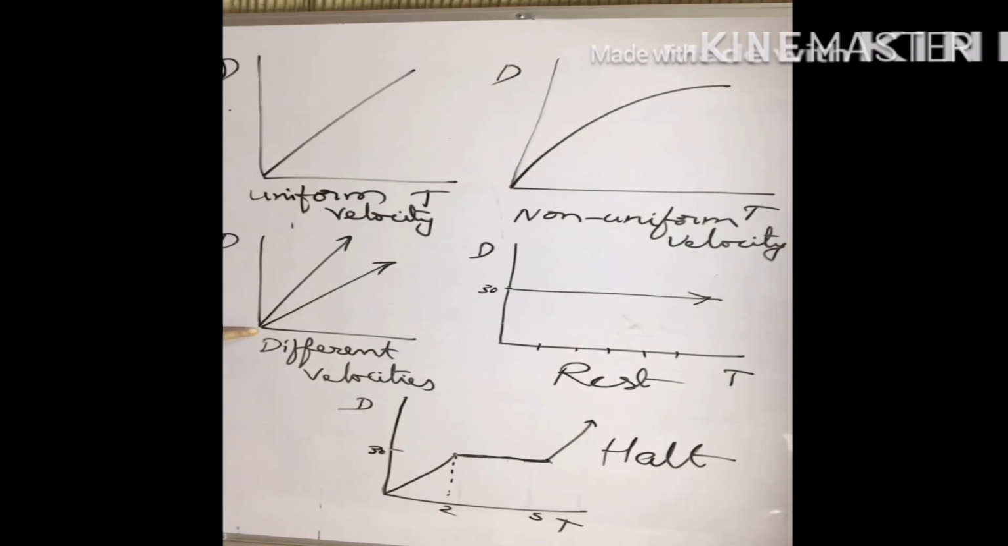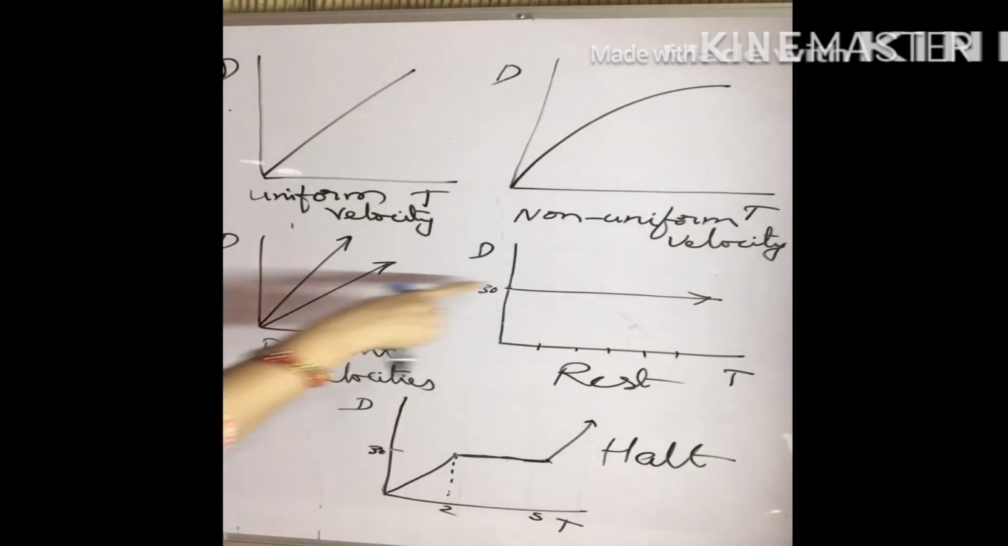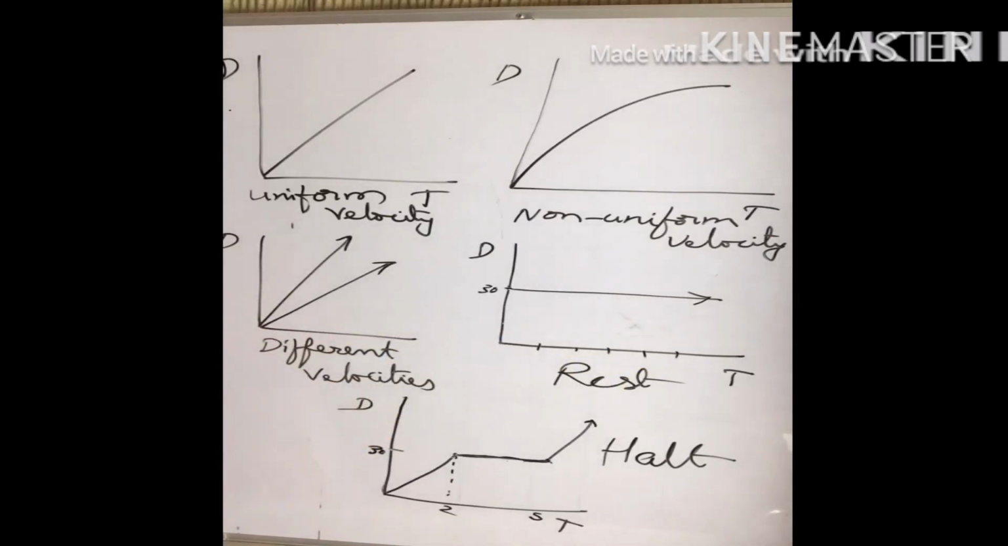And this is the graph which shows two bodies moving with different velocities. The more the slope, the more the velocity. Next comes the graph horizontal to the x-axis. This is the graph which shows rest. And the last graph, the distance time graph. Always mention distance time here, otherwise velocity time graphs are also there, and acceleration time graphs are also there. So this way you always have to mention it. So this is the last graph, the distance time graph.